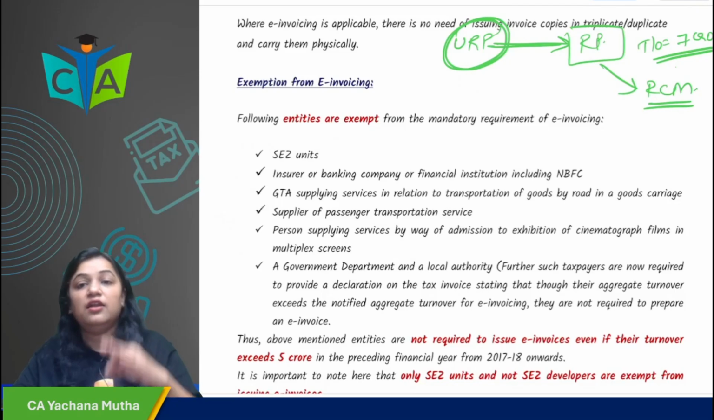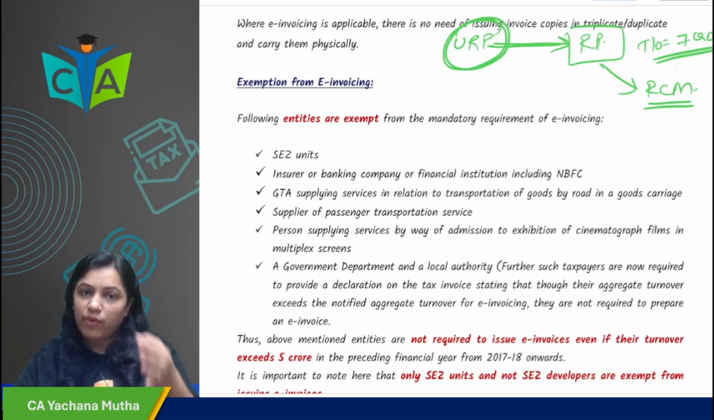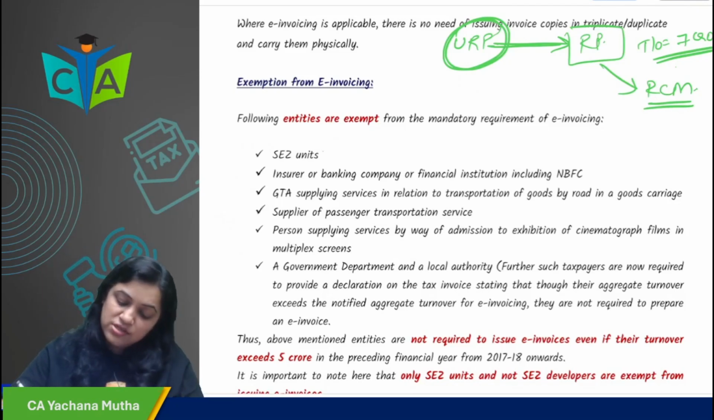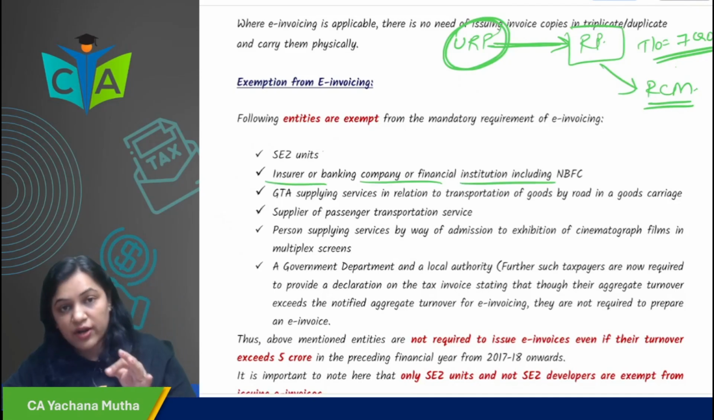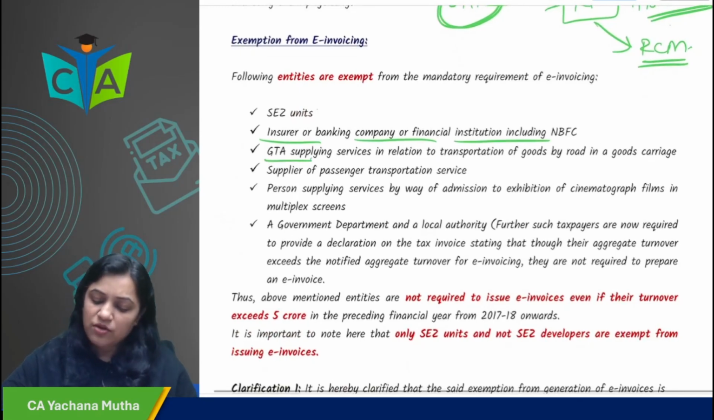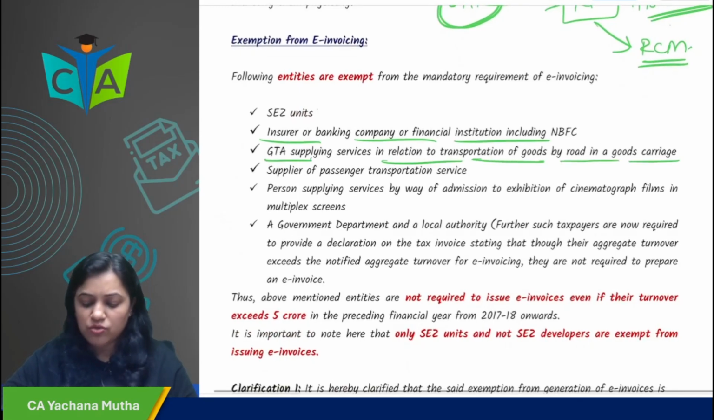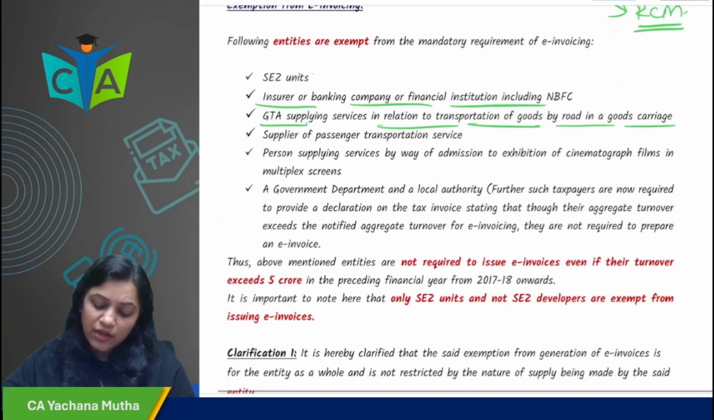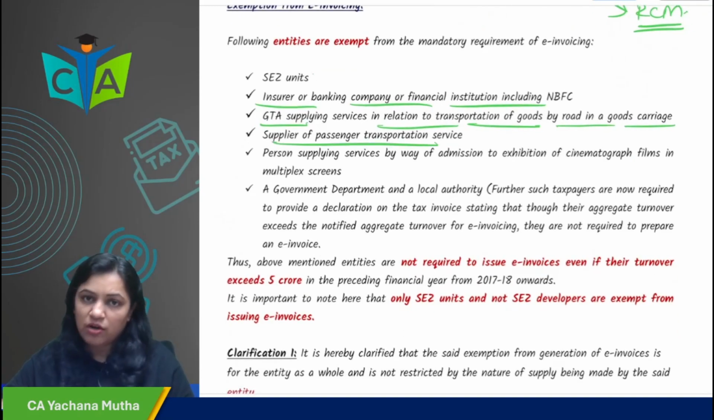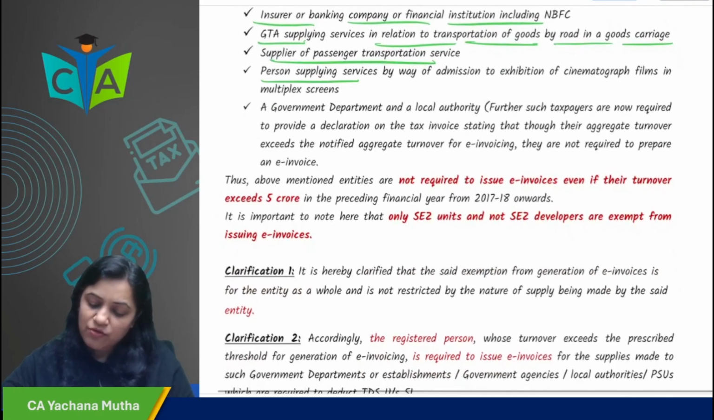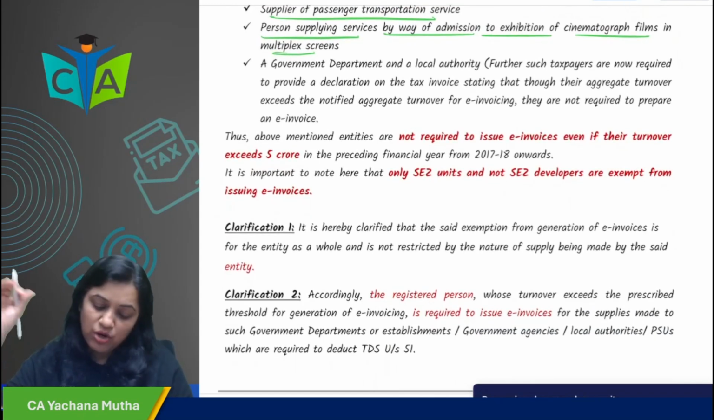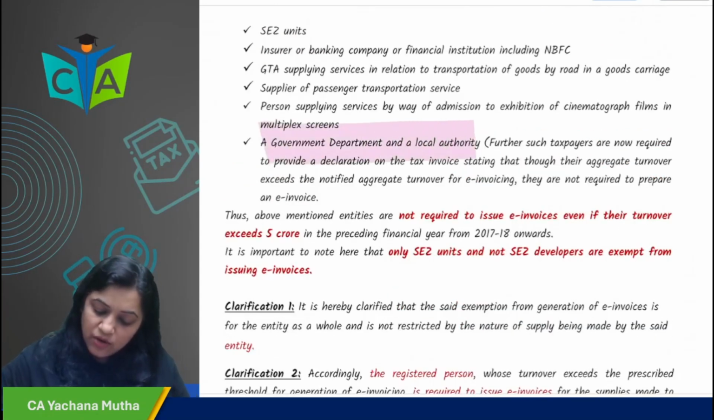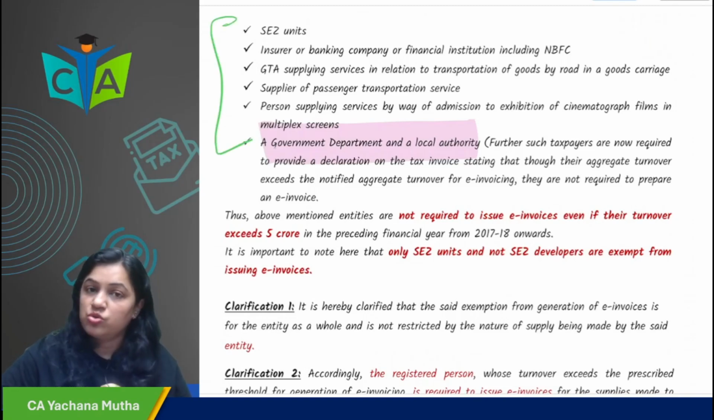But even if their aggregate turnover exceeds 5 crore, then also they are not required to issue e-invoice. First is SEZ unit. Second is insurer, banking company or financial institute including NBFC, not required to issue e-invoice. Then GTA supplying service in relation to transportation of goods by road in a goods carriage, not required to issue e-invoice. Then supplier of passenger transport service, not required to issue e-invoice. Person supplying service by way of admission to exhibition of cinematographic film in multiplex screen, not required to issue e-invoice. Then the government department and local authority. So these are the persons who are not required to issue e-invoice.